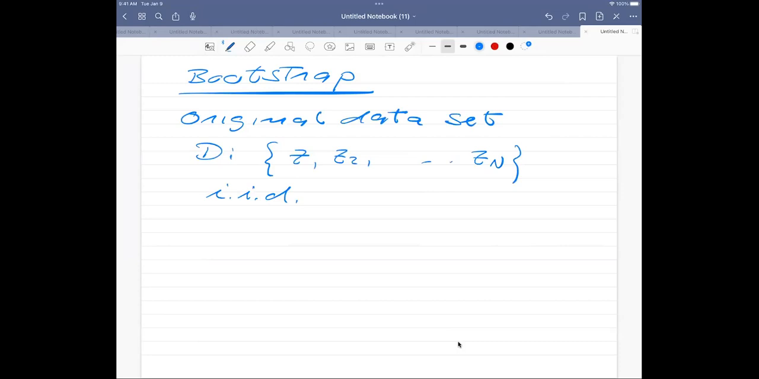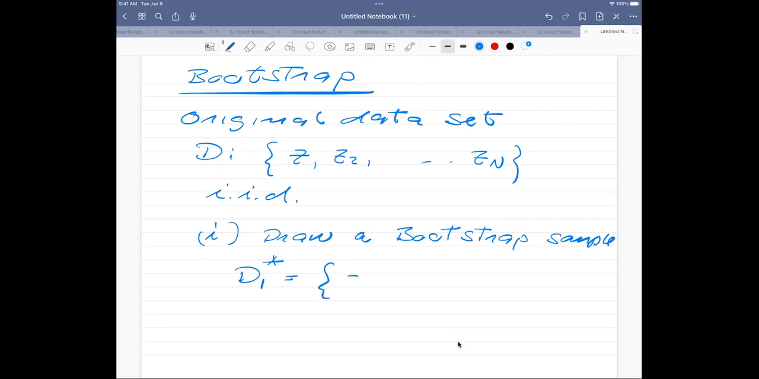So the first thing you do now is the bootstrap sampling. You draw a bootstrap sample. It's normally called a bootstrap sample. And we're just going to call this D1 with a star here because it's going to be different from the previous one. And we have a Z1, a Z2, up to a Zn.